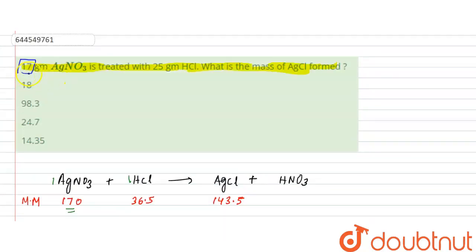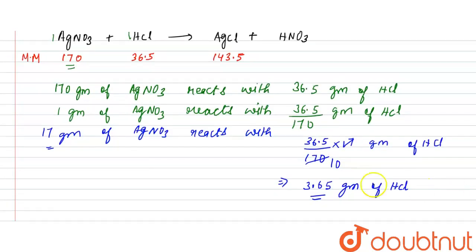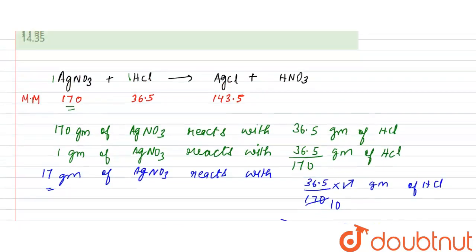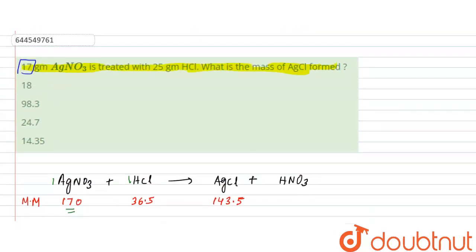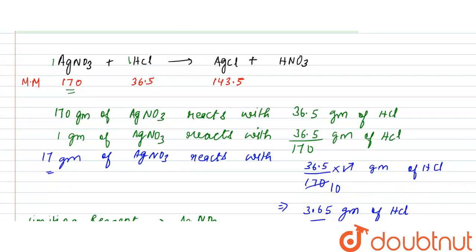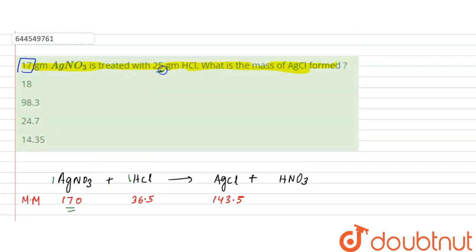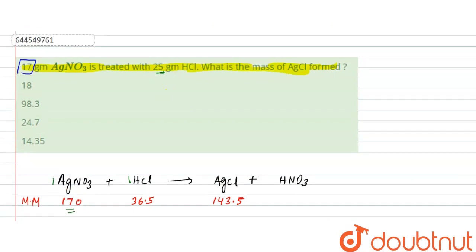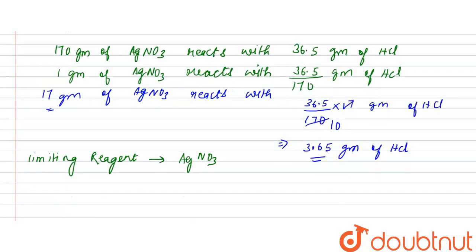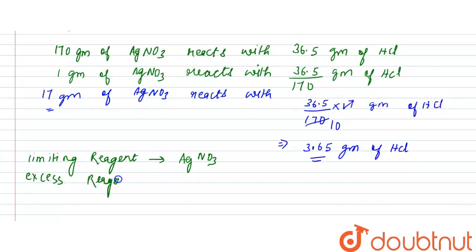So you can say very well that 17 gram of AgNO3 is requiring how much gram? 3.65 grams. So you know very well that limiting reagent is that reagent which is completely utilized. So AgNO3 will be completely utilized because 17 gram AgNO3 is reacting with only and only 3.65 gram of HCl, but here it is given 25 grams, so it's very large amount. So it will only react with 3.65 grams. So excess reagent will be HCl, right?